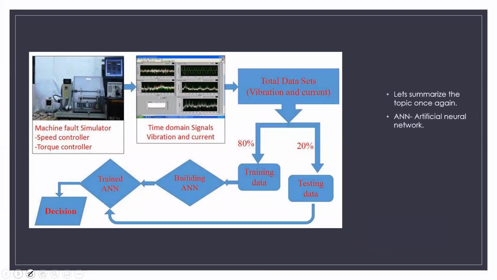Let us summarize this once again. Here, we can see the machine fault simulator, speed controller, and a tacho controller. The machine detects signals as input signals, the accelerometer signals, fault signals, etc. Time domain signals, vibration, and current are detected. These total data sets, vibration and current, are further divided into training data and testing data.